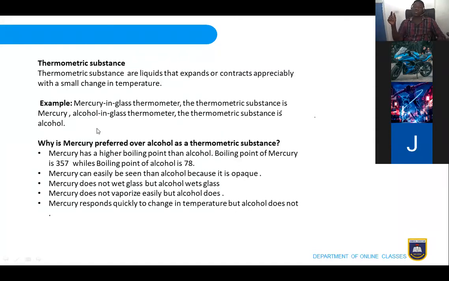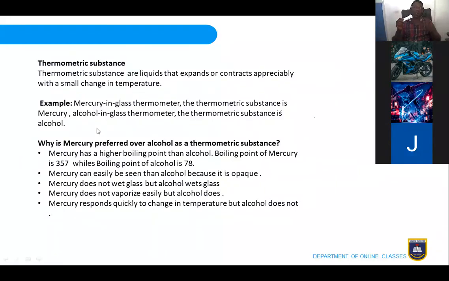So what you have to do is use mercury. It doesn't cling to the walls of the glass. So when you determine the temperature, and you want all the mercury to be drawn back to its normal position, you can shake it.